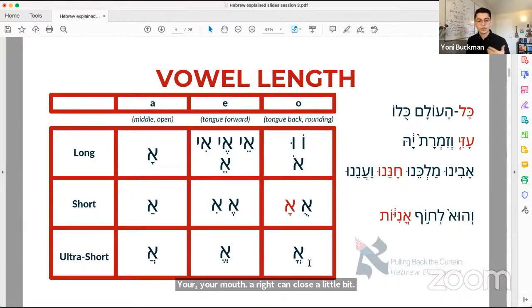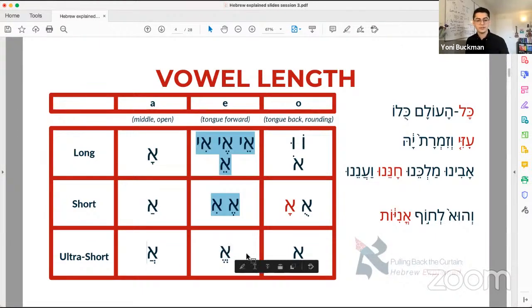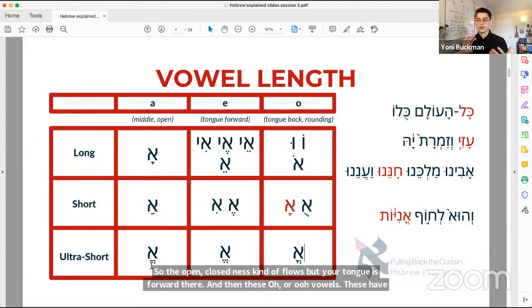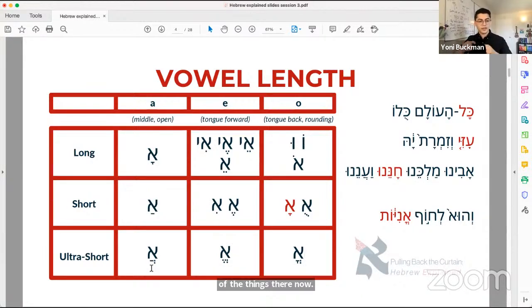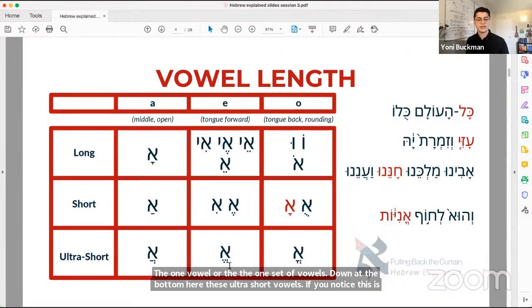Now, the one set of vowels down at the bottom here, these ultra short vowels, if you notice, this is a vowel that's kind of a compound vowel, right? So you have the patach just on the bottom left here. You have the patach, but with a shava, right? The two dots. And so we call that the chataf patach. You have the same thing with a segol, right? The three dots, and then you have the shava next to it. So that's a chataf segol.